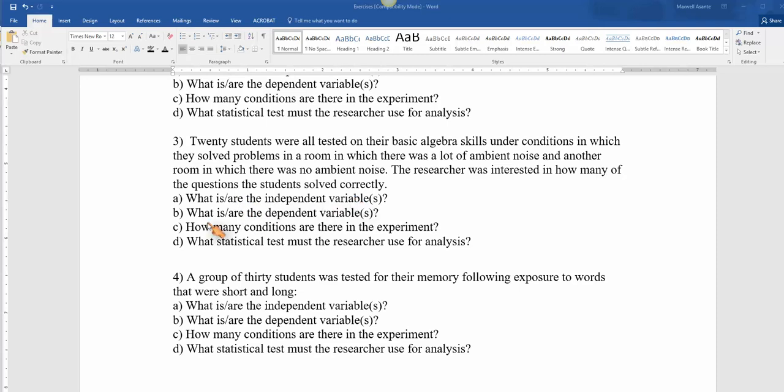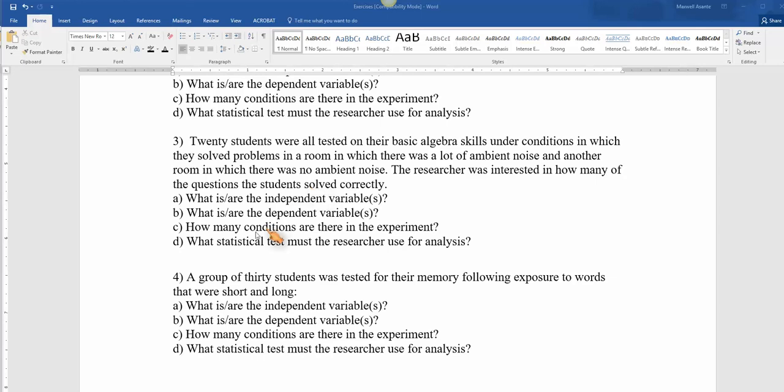The next question is, what is or are the dependent variables? The dependent variable is what the researcher is interested in. It says the researcher was interested in how many of the questions the students solved correctly. So the dependent variable is the number of questions solved in this experiment.